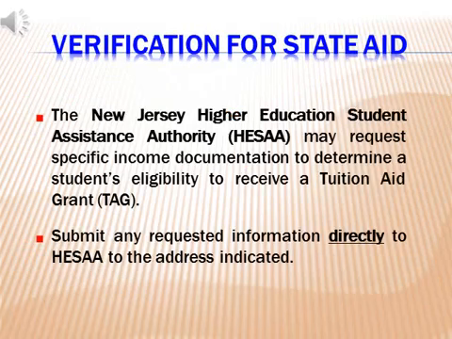Verification for state aid. The New Jersey Higher Education Student Assistance Authority, HESA, may request specific income documentation to determine a student's eligibility to receive a tuition aid grant. Submit any requested information directly to HESA to the address indicated.